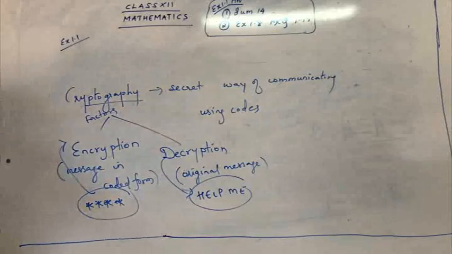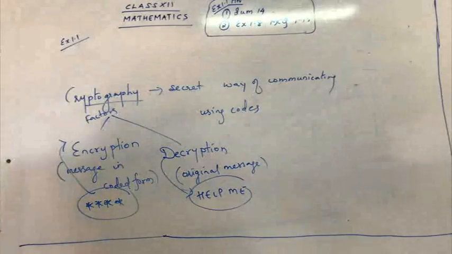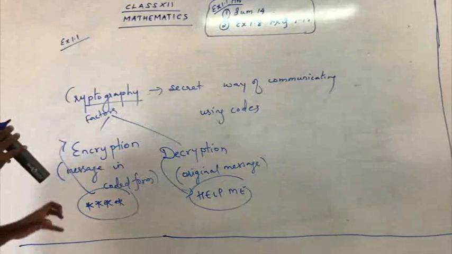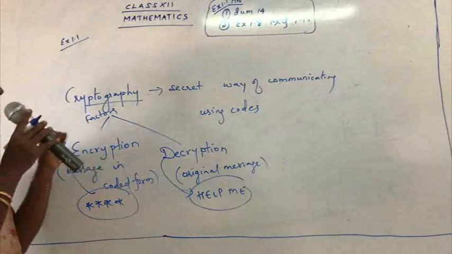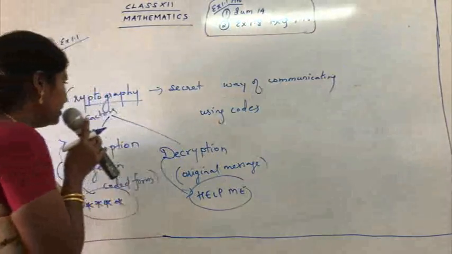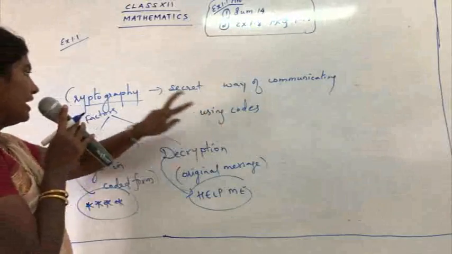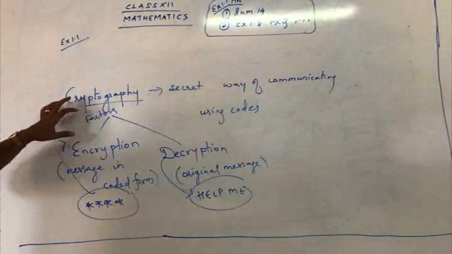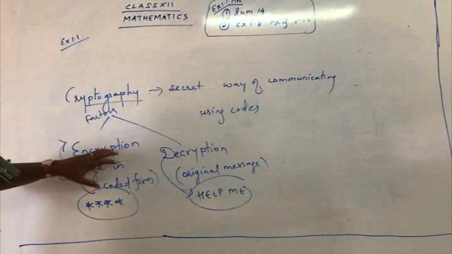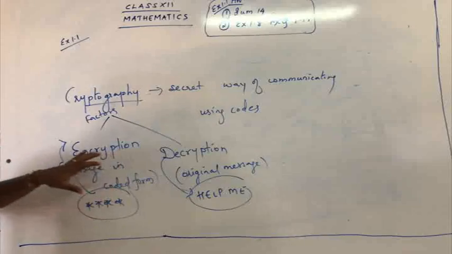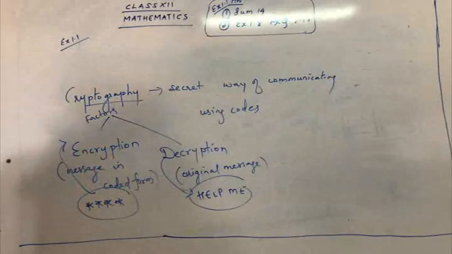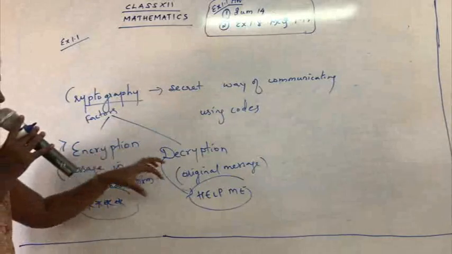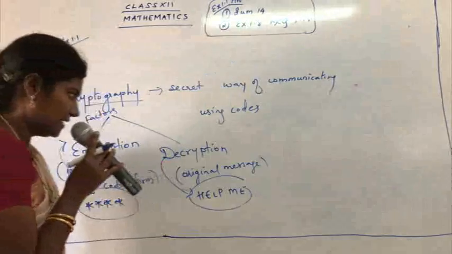So are you getting it? Let's see once again what is cryptography. Cryptography is a secret way of communicating using codes. And what are the two factors that cryptography depends on? One is encryption and one is decryption. Encryption is the message in the coded form, and decryption is the original message.